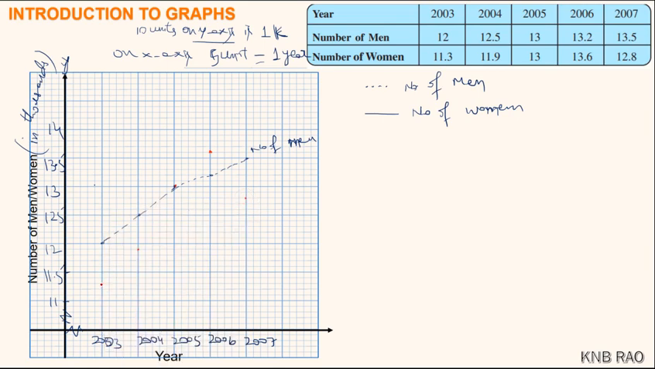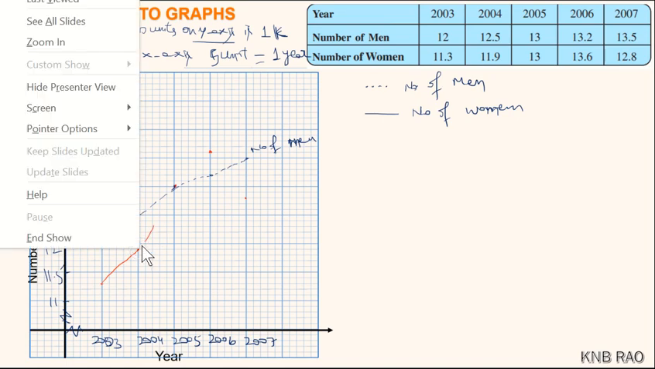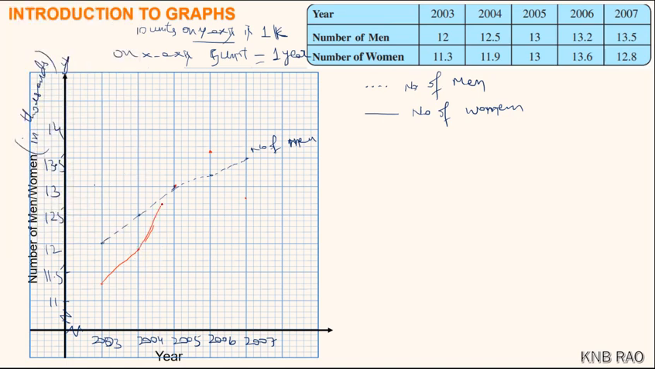So better I'll draw straight 1, 2, 3 and 4. So this is number of women. So I have drawn both the line graphs. So now we can easily compare. Okay, students.